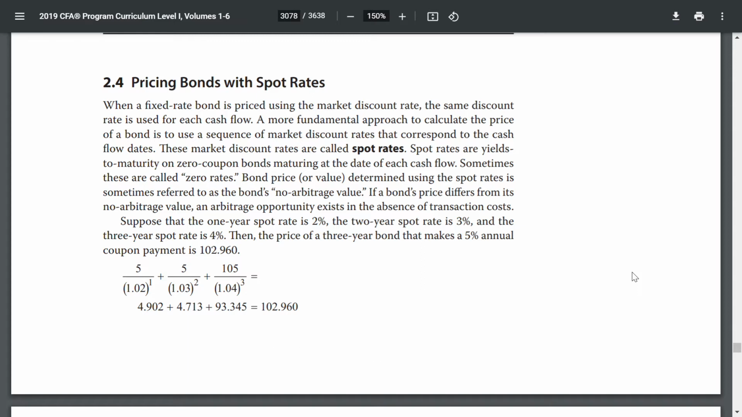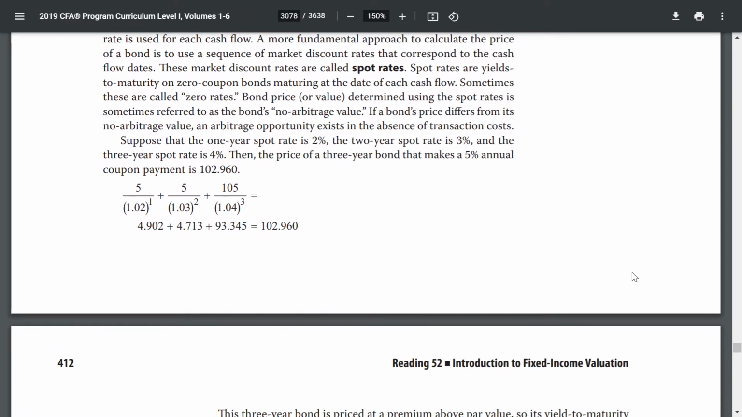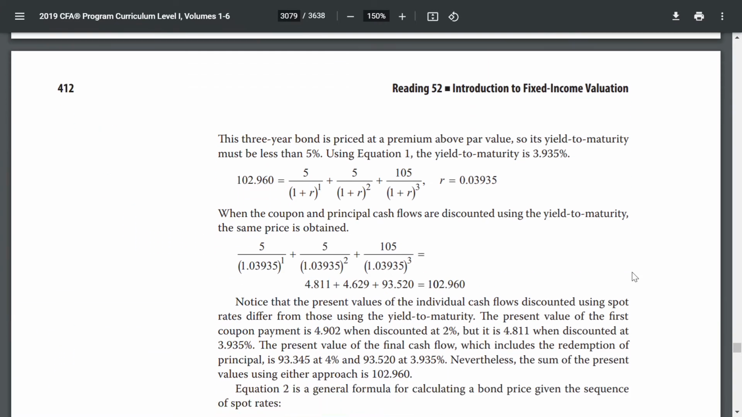Suppose that the 1-year spot rate is 2%, the 2-year spot rate is 3%, and the 3-year spot rate is 4%. Then the price of a 3-year bond that makes a 5% annual coupon payment is 102.960.